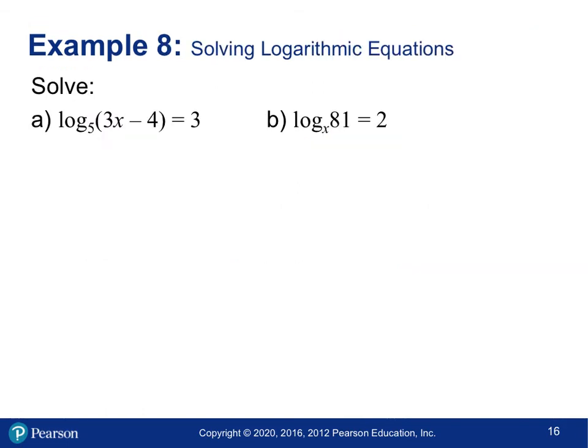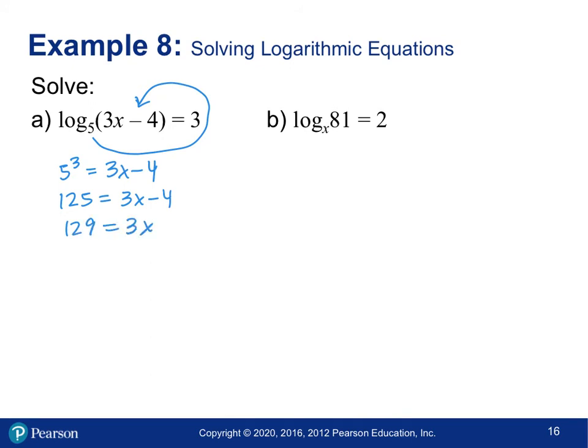All right, now we're starting to get to the fun stuff, solving logarithmic equations. Okay, if you have an equation like this, one of the ways you can solve it is to write it in exponential notation. Remember, this means 5 to the 3rd power is equal to that. That's what it means. So that would give us 125 is equal to 3x minus 4. So to solve that equation, I would add 4 to both sides, so 129 equals 3x. And if you divide by 3, I believe you get 43. Y'all can double check it for me if you like.